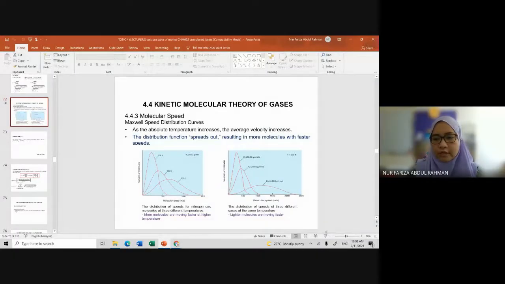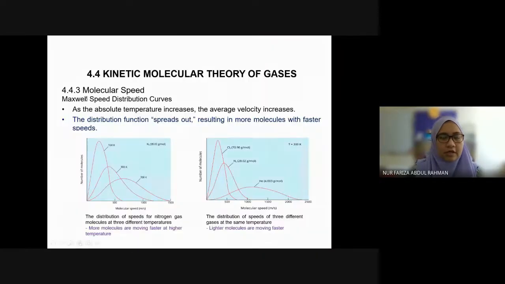Right, so in yesterday's lecture, we stopped at this slide. We have learned how to describe the molecular speed by using the Maxwell-Boltzmann speed distribution curve. Make sure that you know how to represent the Maxwell-Boltzmann distribution curve. This curve is used to show the effect of temperature on the molecular speed, and also the effect of molar masses on the molecular speed.